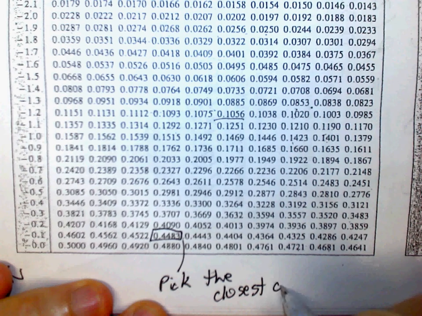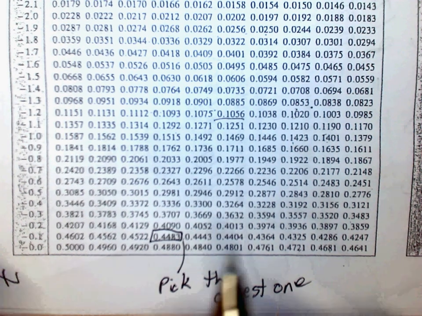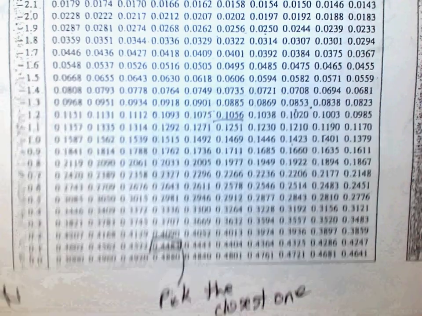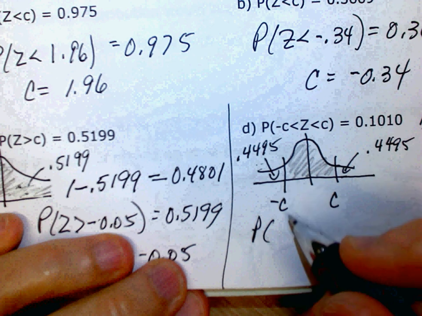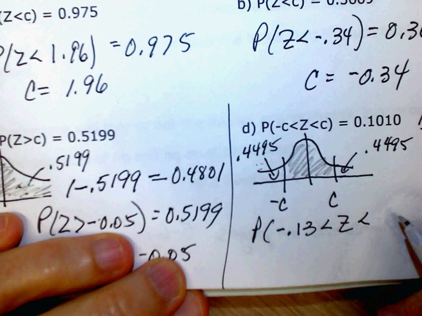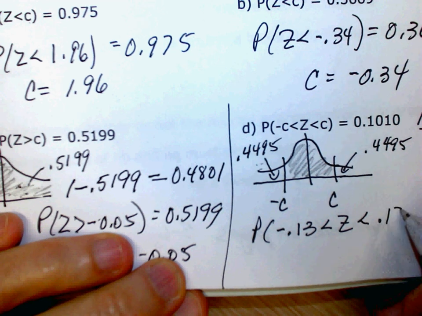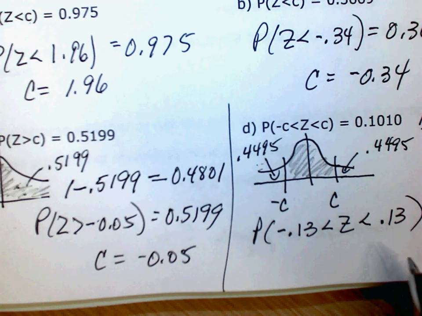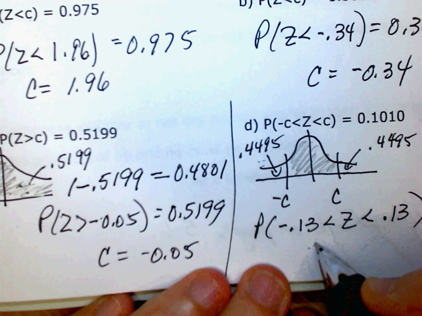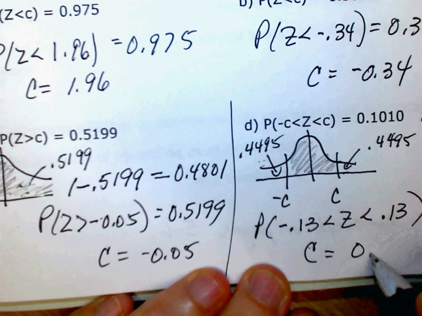So this is negative 0.13. So we can write here probability negative 0.13 is less than z is less than 0.13, because it's symmetrical, is equal to 0.1010. In other words, c is equal to 0.13. Good?